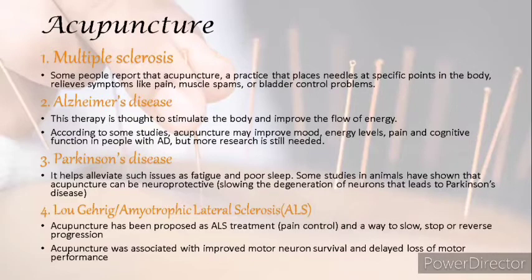Some studies in animals have shown that acupuncture can be neuroprotective, which means slowing the degeneration of neurons that lead to Parkinson's disease. To treat amyotrophic lateral sclerosis, acupuncture has been proposed as a treatment and a way to slow, stop, or reverse progression. Acupuncture was associated with improved motor neuron survival and delayed loss of motor performance.